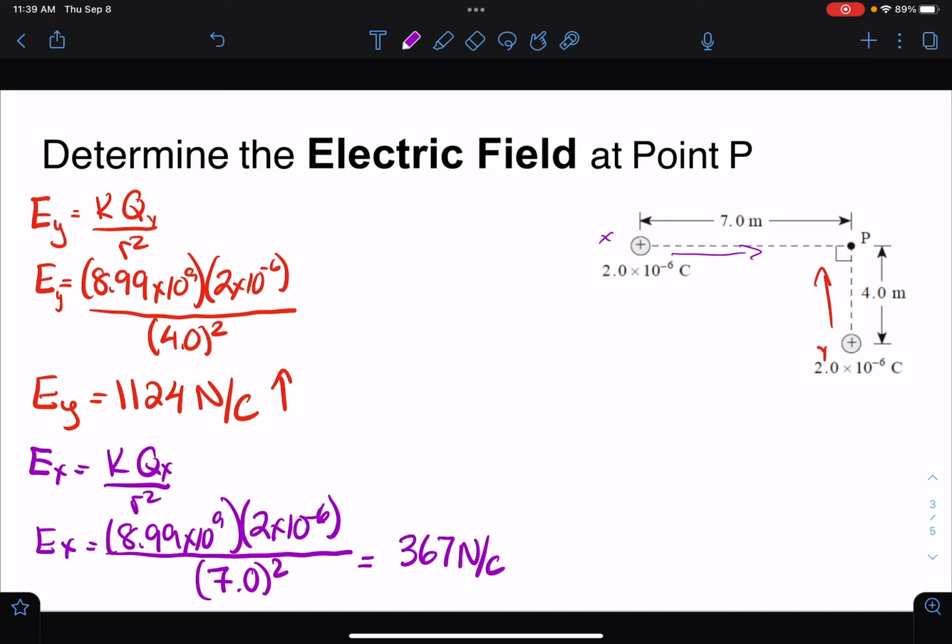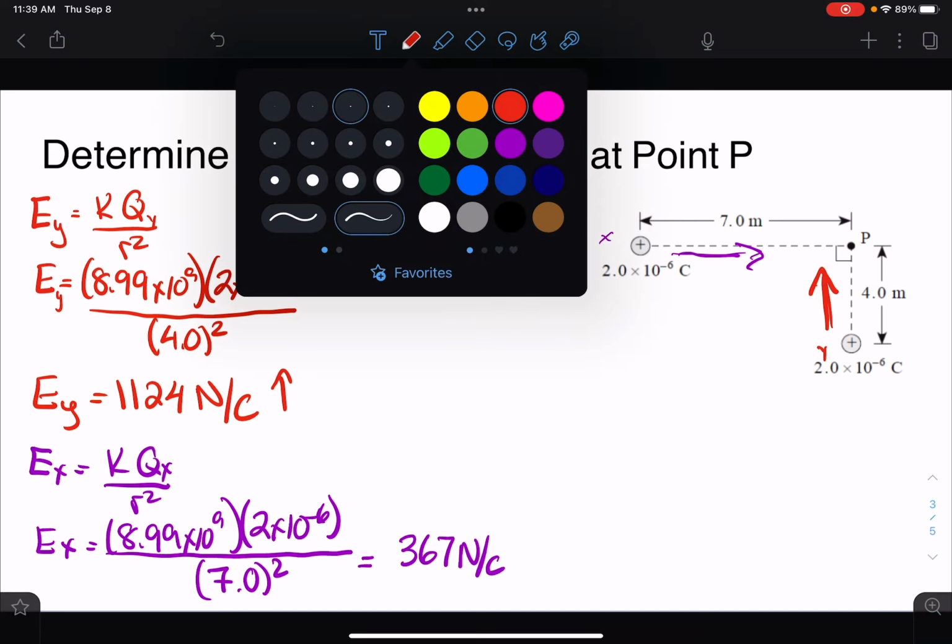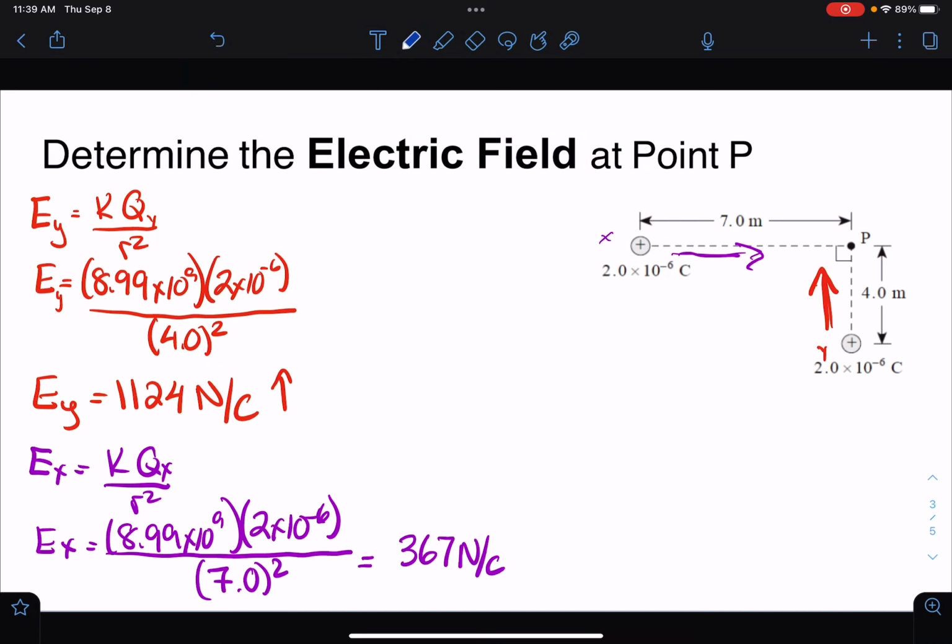All right, so we know here from our diagram, we've got 376 newtons per coulomb in that direction, and then we've got 1,124 in that direction. All right, so if we take a look at this, and let's redraw this here, because we're doing our vector addition. We know that this is going to result in something going in that direction. Our y is a little bit stronger, so it's going to be a little closer to vertical, but we know it's going off in that direction.